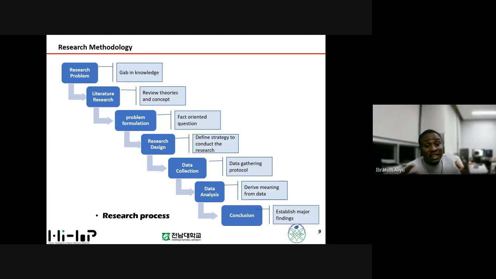So it is really time consuming. You have to be involved, you have to concentrate a lot to drive that. And then if it involves data collection or modeling analysis and so on, you conclude your research by establishing major findings. But what you need to remember at this point is that literature review is the heart of the research, from conception until conclusion. So you need to really keep this in mind.